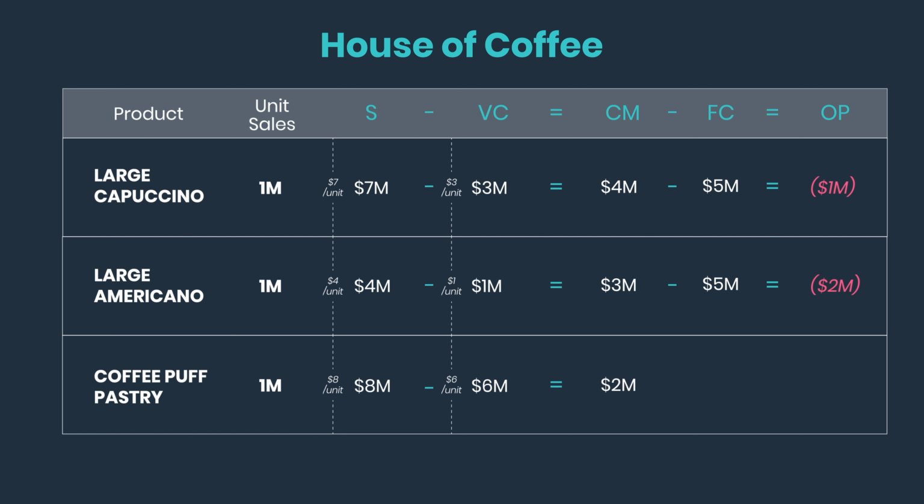The contribution margin is $2 million. The total fixed cost remains at $5 million. This means for House of Coffee, a loss of $3 million in sales on their coffee puff pastry.